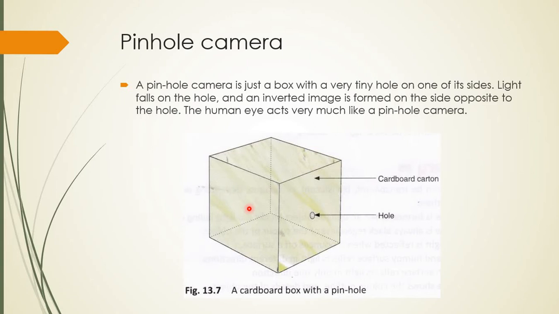In a pinhole camera also, on the screen part just opposite to the hole, an inverted image of the object is formed. So what is a pinhole camera? A pinhole camera is just like a box with a very small opening, similar to the size of the tip of a pin, on one of its sides. Light falls on the hole and an inverted image is formed on the side opposite to the hole, as you can see here. And our human eyes also act like a pinhole camera.